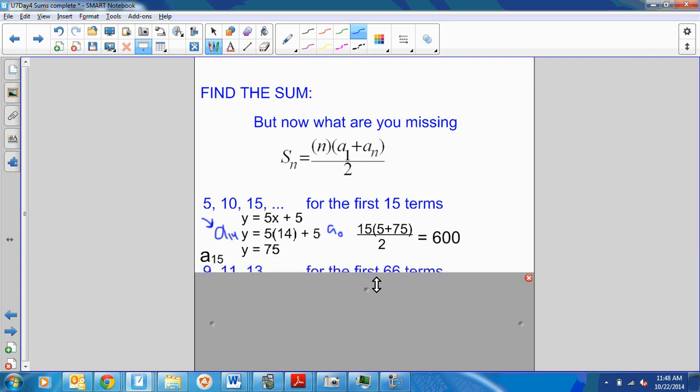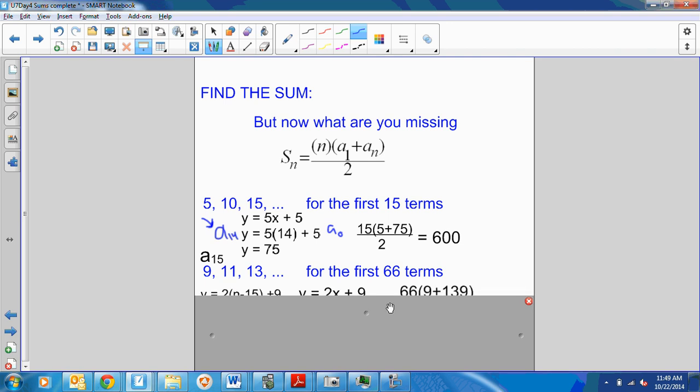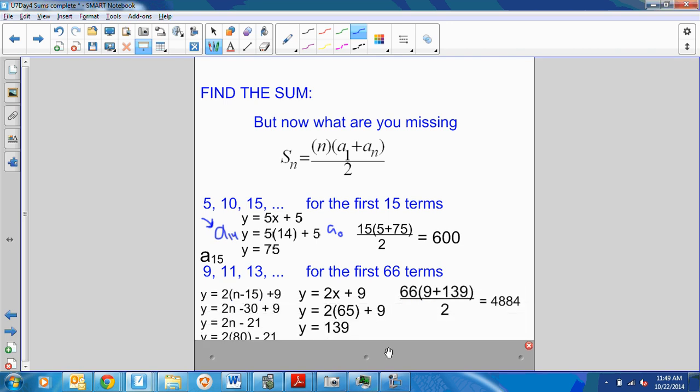Now here's where it might get a little more complicated. Maybe I say a sub 15 is 9, and I want you to add up the first 66 terms. Well, I still need to find that 66th term. Now this can be a little complicated in the way we said before, but watch, I'm going to show you two different ways. Let's look over on the left here.